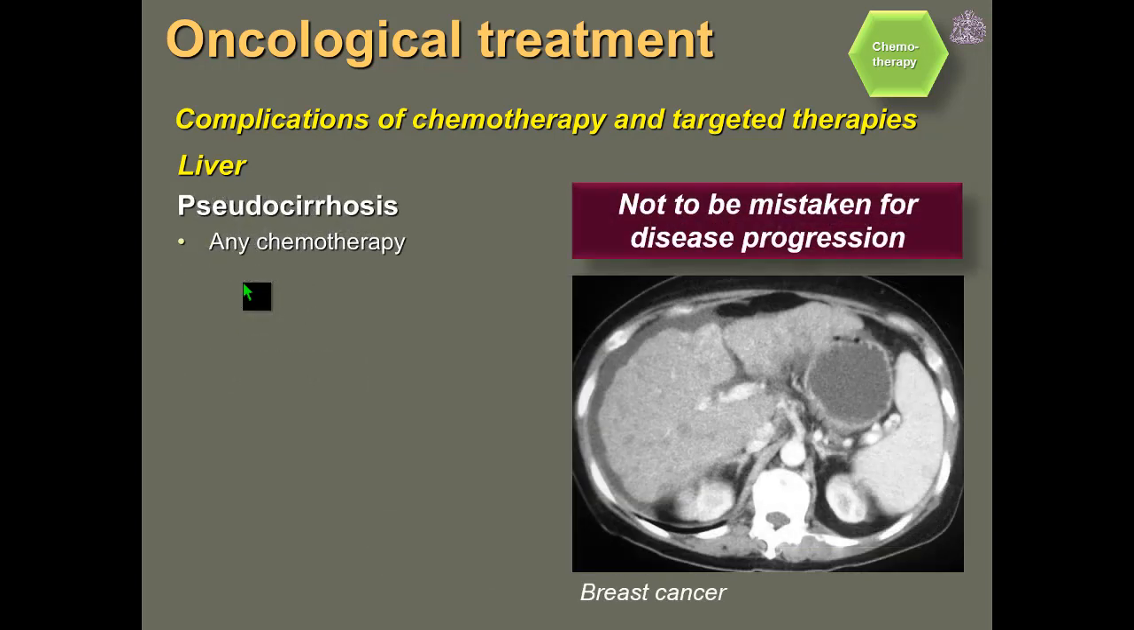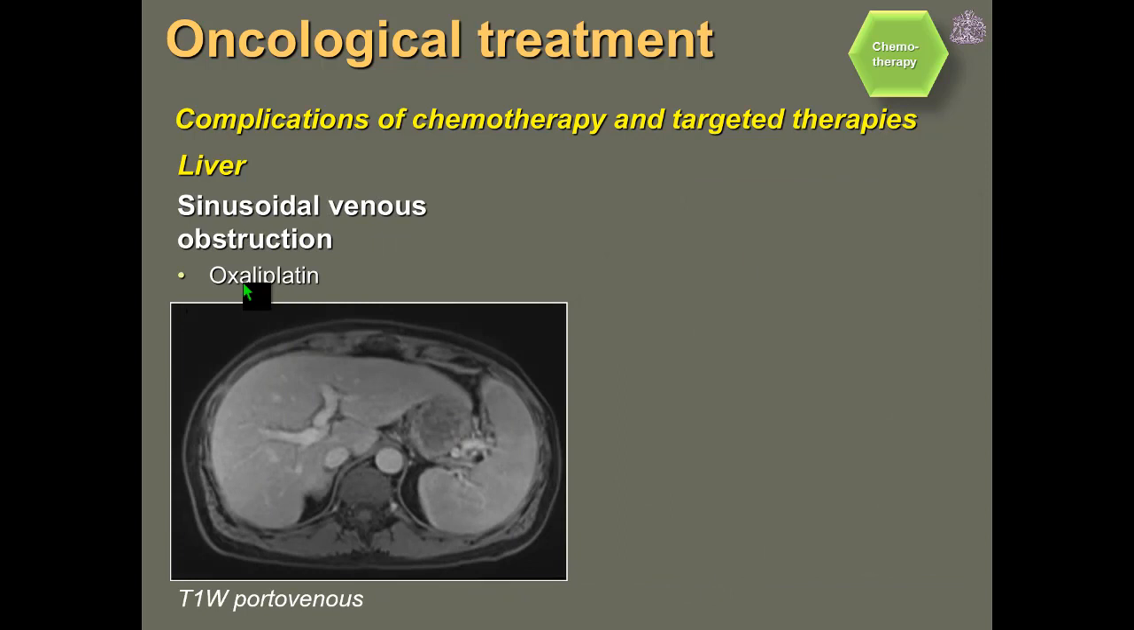in the liver. And then, of course, chemotherapy can also affect the liver parenchyma, and you can get this shriveled appearance of the liver called pseudocirrhosis. That should not be mistaken for disease progression. Now, if you also have colorectal cancer, you may be given this drug, which is common, oxaliplatin, which is part of the FOLFOX chemotherapy, and it can also result in the so-called sinusoidal obstruction syndrome.